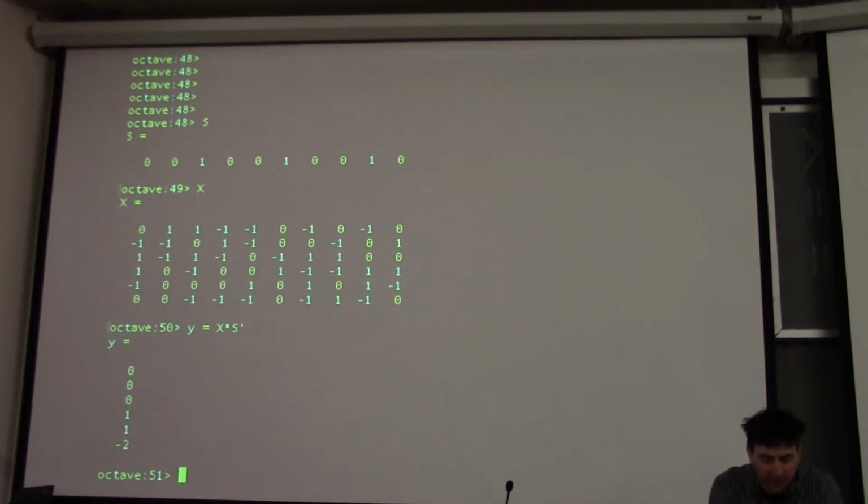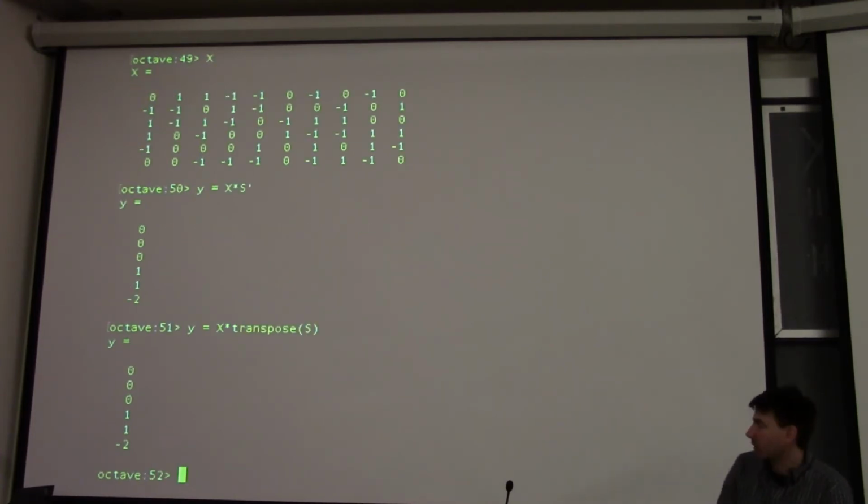I can also write this as Y equals X times S transpose. That should also work. Okay, so good. Now S is hidden, and we'll see if I can recover it. Okay, cool. So how do I do this?